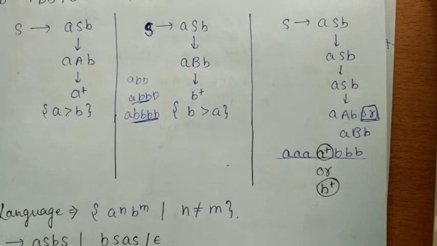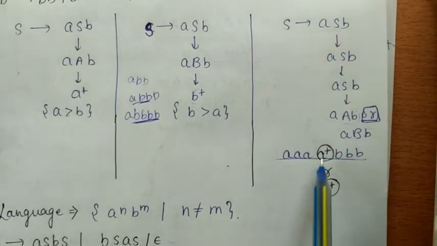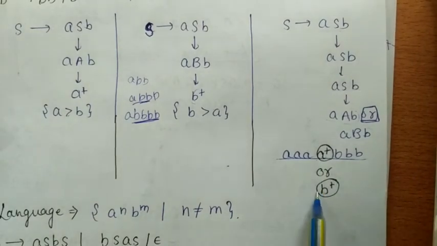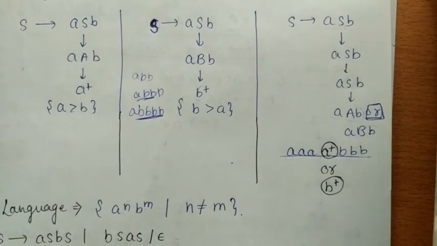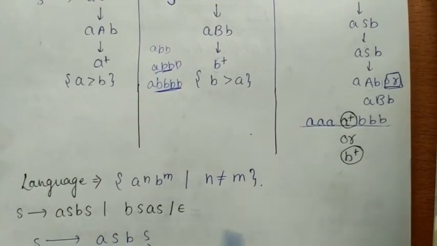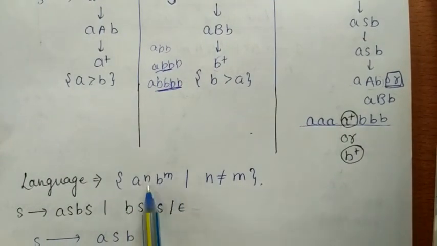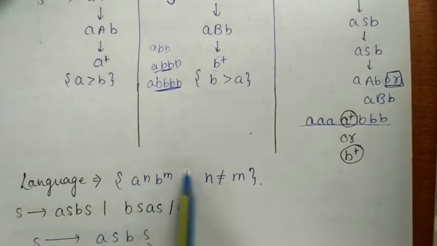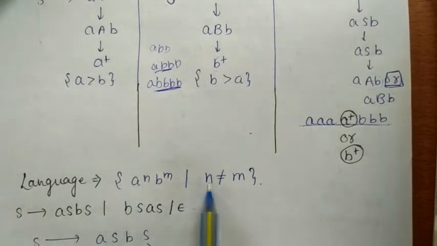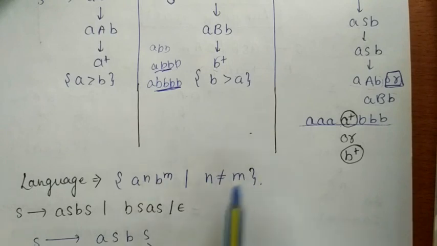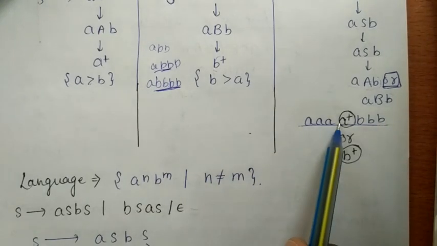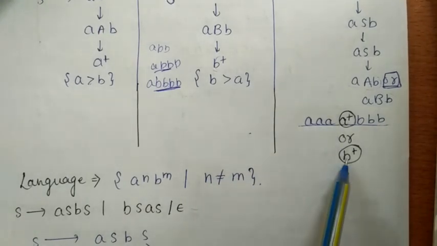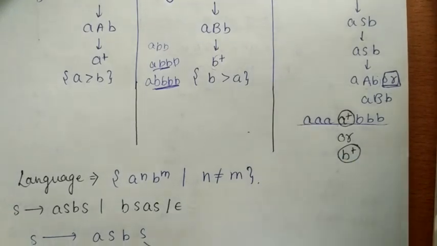Means A and B will never be equal; either it has more A's or it has more B's. So the language for this grammar is A to the power n and B to the power m, where we have strings of A's and B's, and A will never be equal to B, because it is generating either A plus or B plus. So we have more A's, or we have more B's.